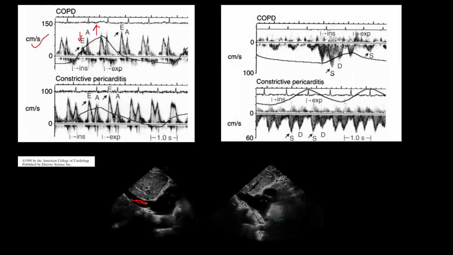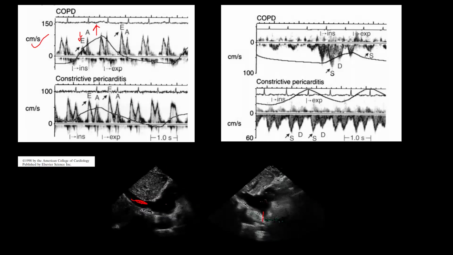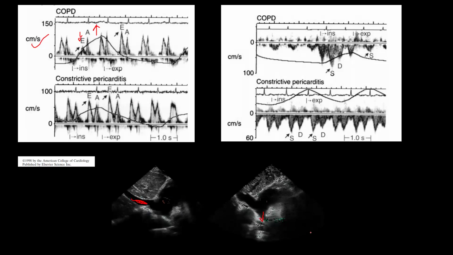This is the IVC. تمام? The SVC is this one. So from the same window with the special tilt, you get the SVC. And you do interrogation of this one by PW. And here is what you get.